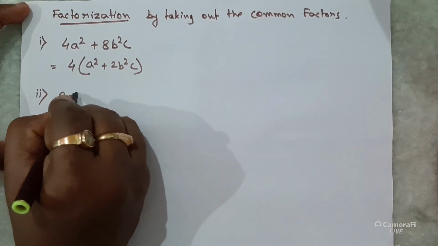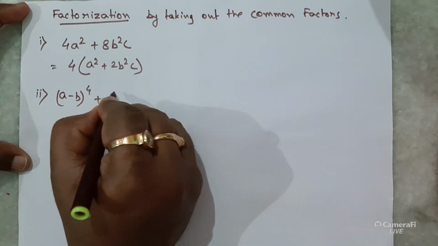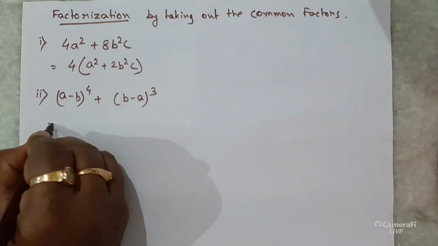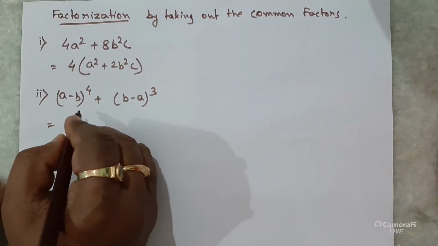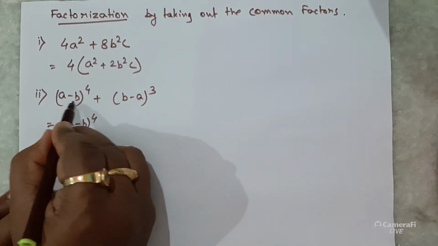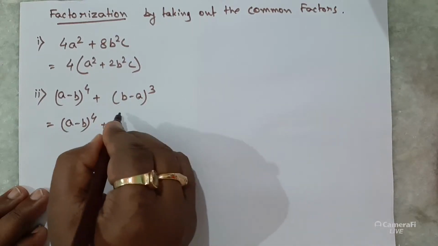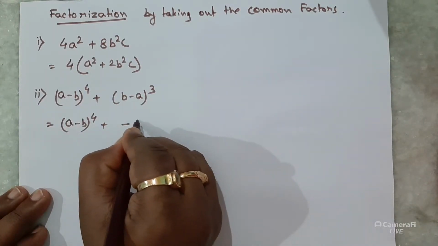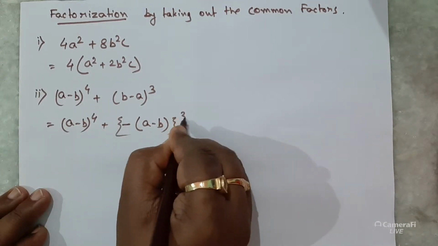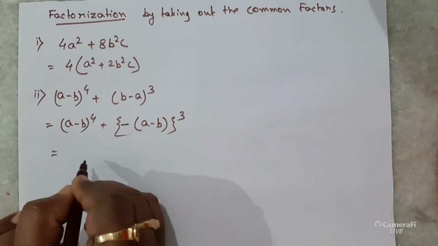a minus b whole to the power 4 plus b minus a whole cube. Okay, this can be solved as a minus b whole to the power 4. First thing, it is a minus b, and here it is b minus a, so we have to convert this into the form of a minus b. If I take the minus as common, then it will be a minus b. From this b minus a I am taking common minus, so it is a minus b.